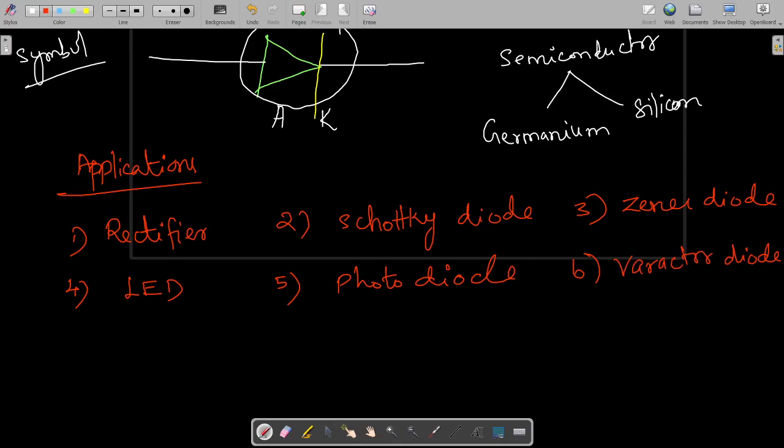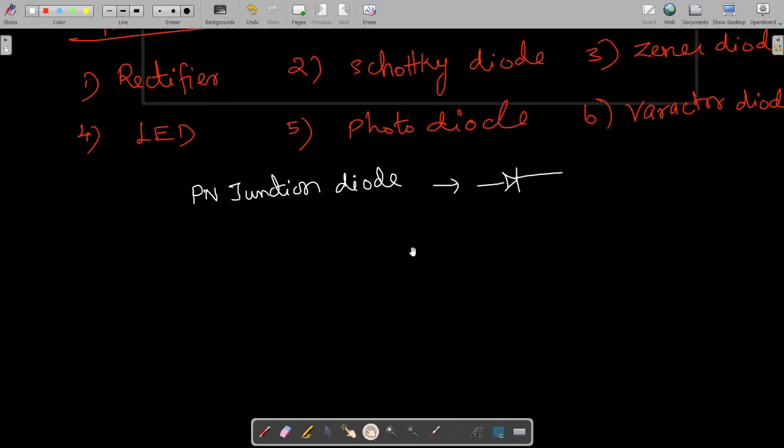The very simple basic type of diode is the PN junction diode. It is made up of P-type material as well as N-type material, and the meeting point is the junction. This is the symbol for the PN junction diode. Very simple. This is the symbol.